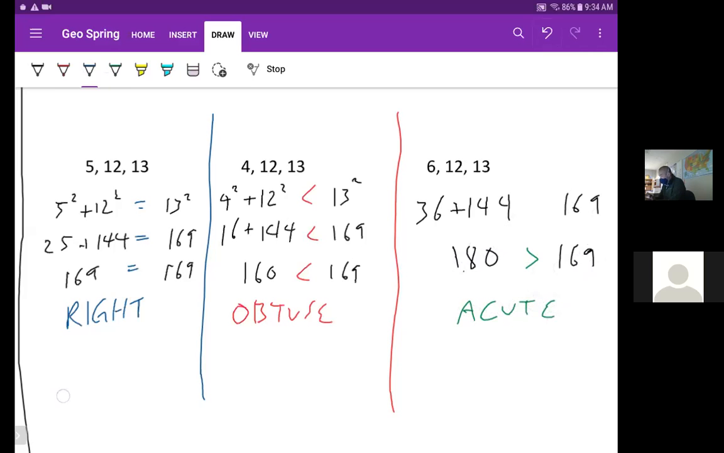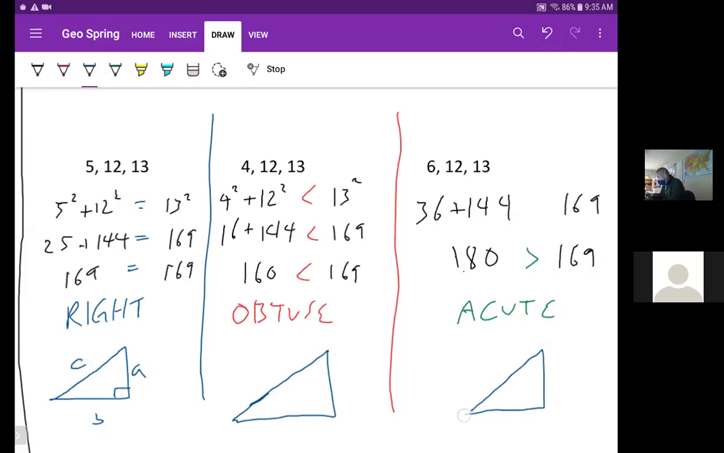Here's what's happening here. If you are a more visual person, this part's for you. That's A, that's B, that's C. All right, 5, 12, 13. Remember that this is C. So imagine if C gets bigger. If C is bigger, then this is going to be obtuse. Take this one. Imagine if C is smaller. It's smaller like that. Then it's going to be acute. So that's what you're looking at with these.